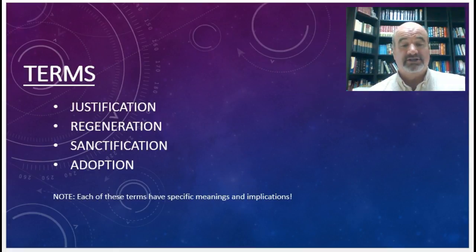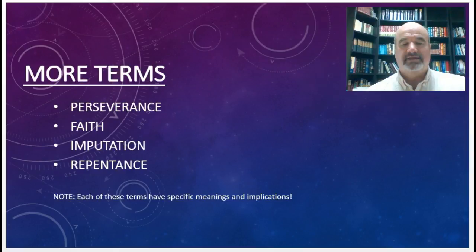And the four listed here are justification, regeneration, sanctification, and adoption, how all of those play in regards to the Christian faith. And then some more terms, again in regards to the Christian faith, are perseverance, faith, imputation, and repentance. We've touched on all of these in the lectures. You have read about all of these if you've been keeping up with your reading in Horton. And so, again, just take note of these terms, what they mean, and the implications they hold not only for the Christian faith, but perhaps for your grade on this last exam that we'll be taking.